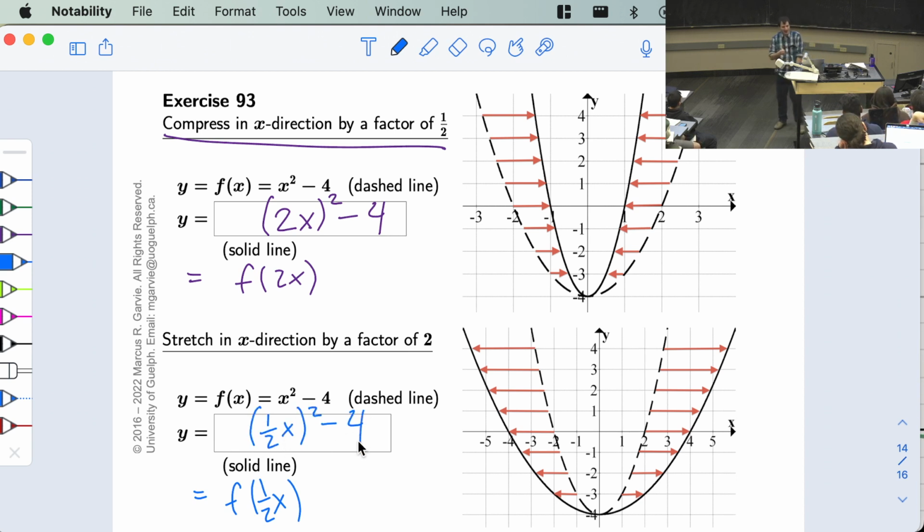And of course, you can simplify. You can do algebra on it, but that is the core of what we're doing. That's the horizontal stretches and compressions. Any questions about that one?